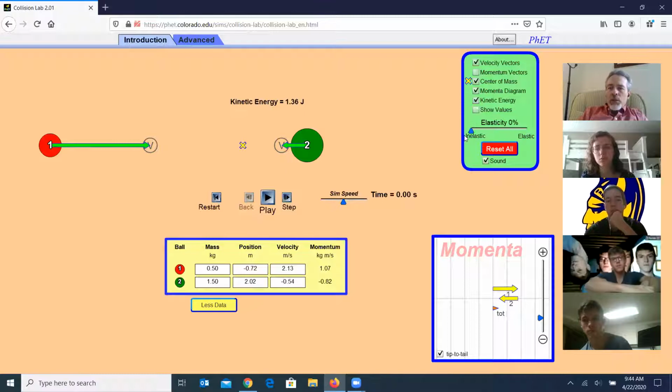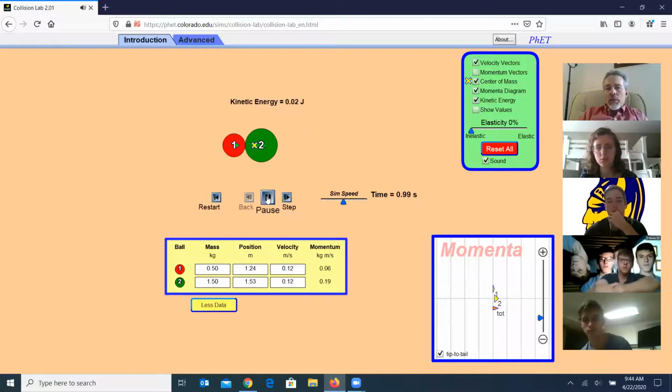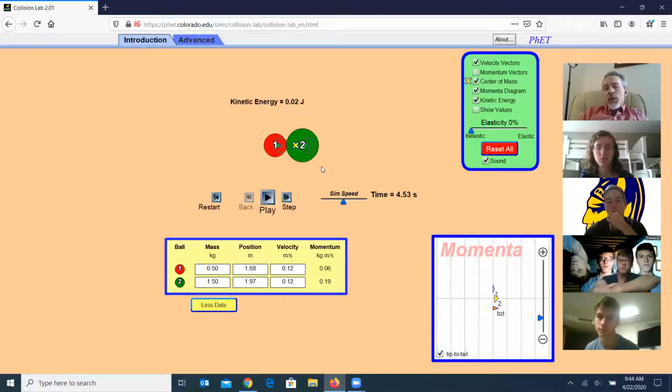Let me go back to the perfectly inelastic, where they get stuck together like Velcro. Now watch the kinetic energy. Do you see that it changed? It's not the same. I don't know if you guys heard the click there, but I turned on the sound. The truth is, even when it's elastic, it makes a noise, but when it's perfectly inelastic, there's a lot more dissipative energy losses. When it's elastic, there's no energy losses.